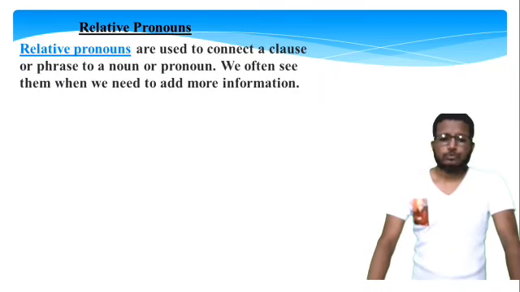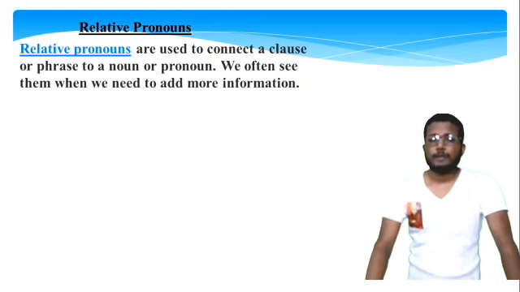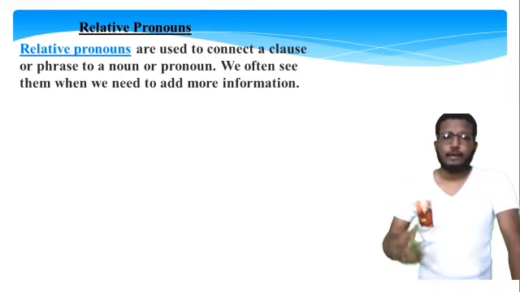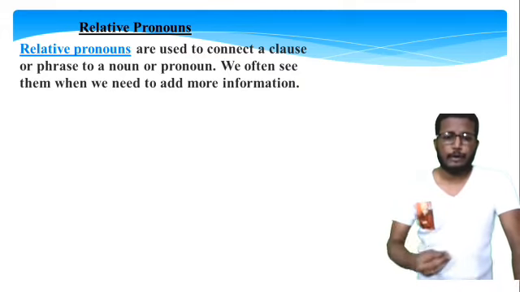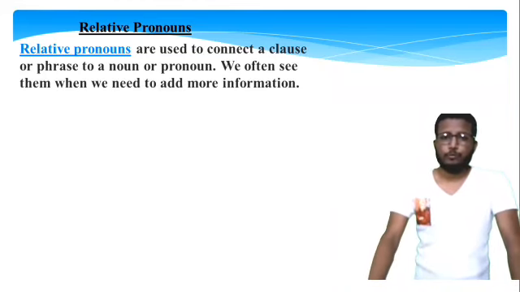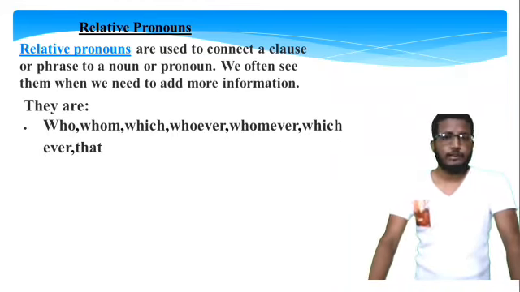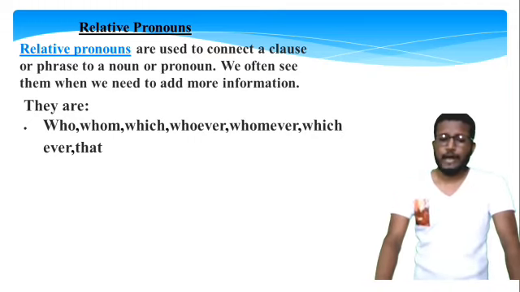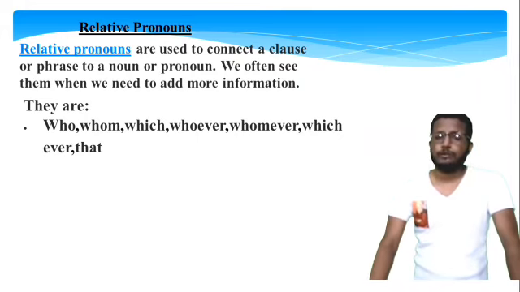Relative pronouns are used to connect a clause or phrase to a noun or pronoun. We often see them when we need to add more information. So what is a relative pronoun? As I said, it makes a relation. Whenever we want to add more information about something or someone, the word we use for that is called a relative pronoun. For example, they are who, whom, which, whoever, whomever, whichever, that.